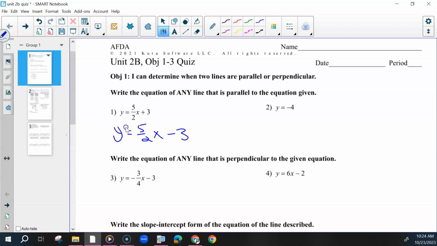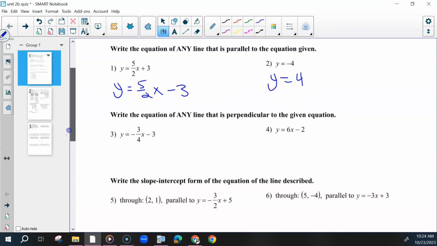Number 2, some of us got this, some of us did not. You need an equation that has the same slope, so it has to be a y equals with just a different number, whatever number you want. This can't be the same. But if you put x equals, those two would be perpendicular, not parallel. Questions on 1 and 2?